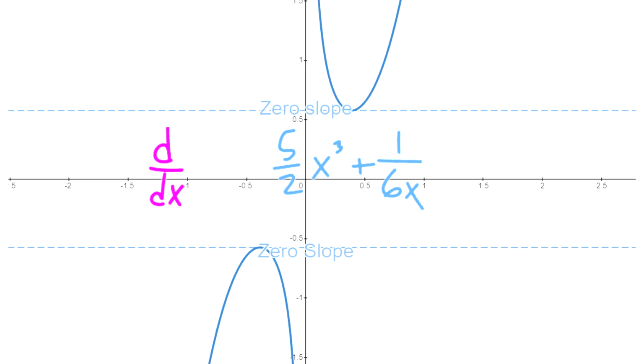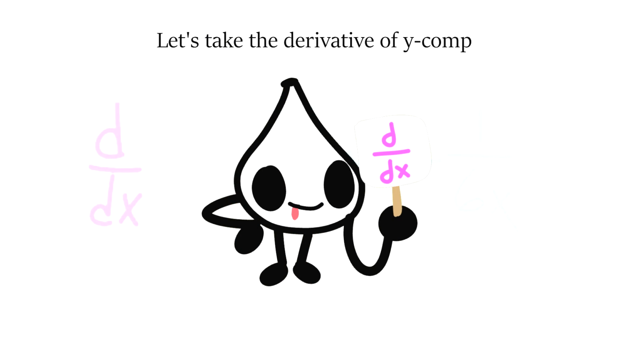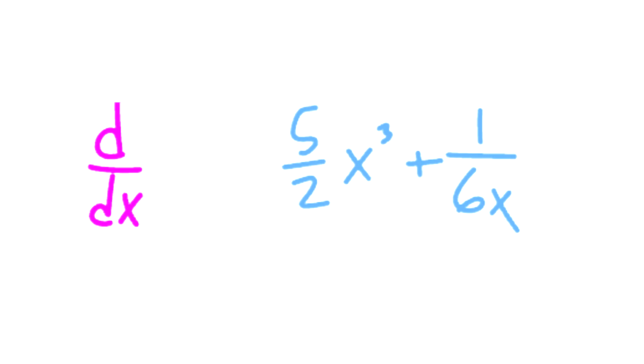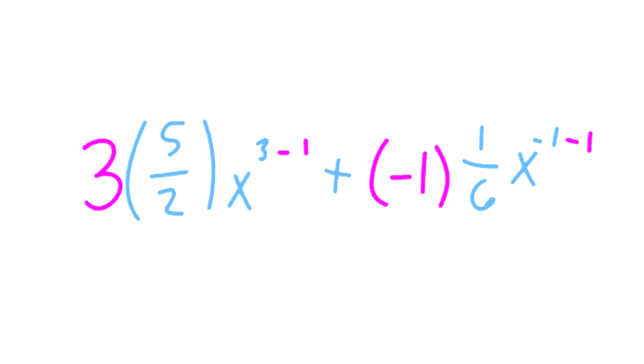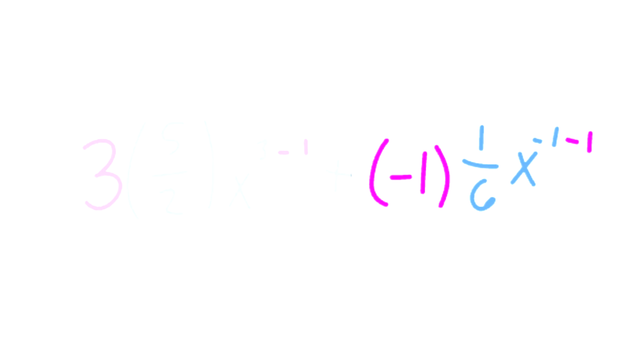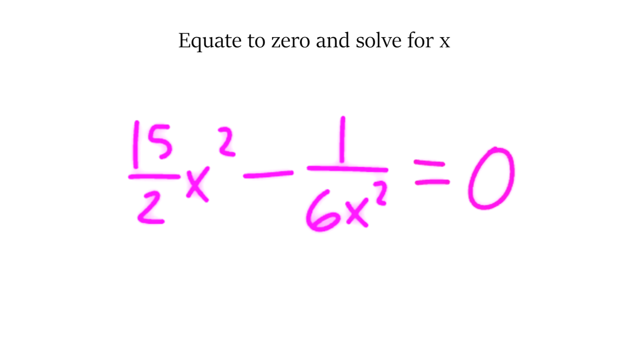So by taking the derivative of the y component and equating it to 0, we are looking for the moment when that good part of the roller coaster ride happens on the y component. Now let's take the derivative of the y component, and to do that, we multiply the term by its power and reduce the exponent by 1, like in the second episode. The second term has a power of -1, so we get 15 halves x squared minus 1 over 6x squared. This equation is our derivative, so we then equate it to 0 and solve for x.